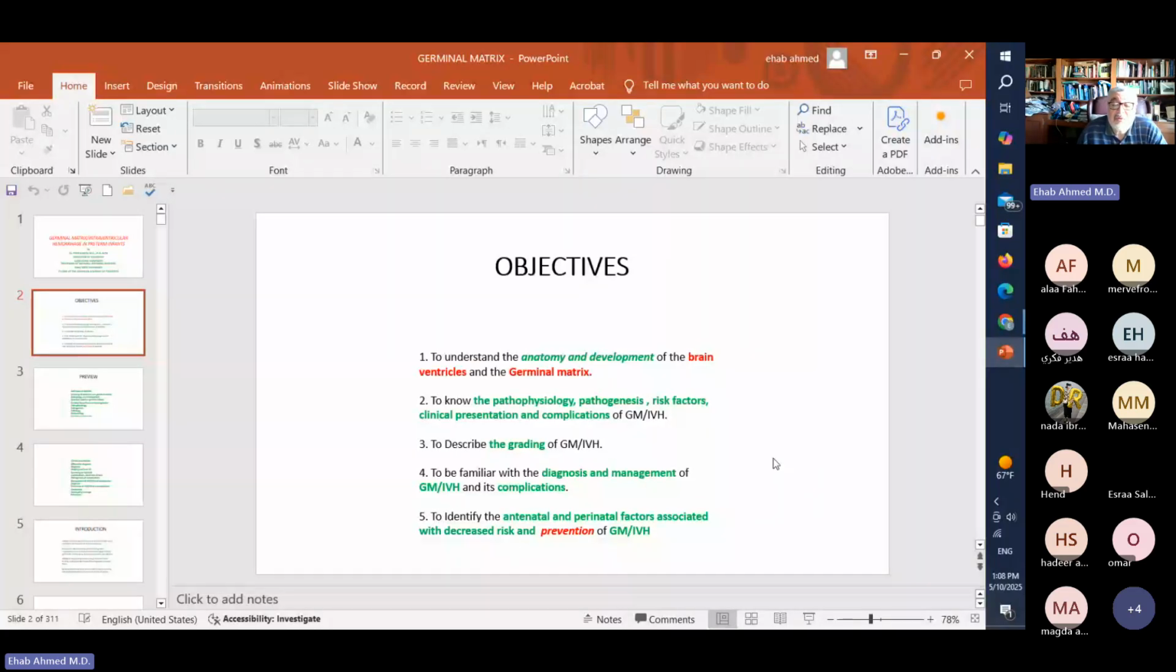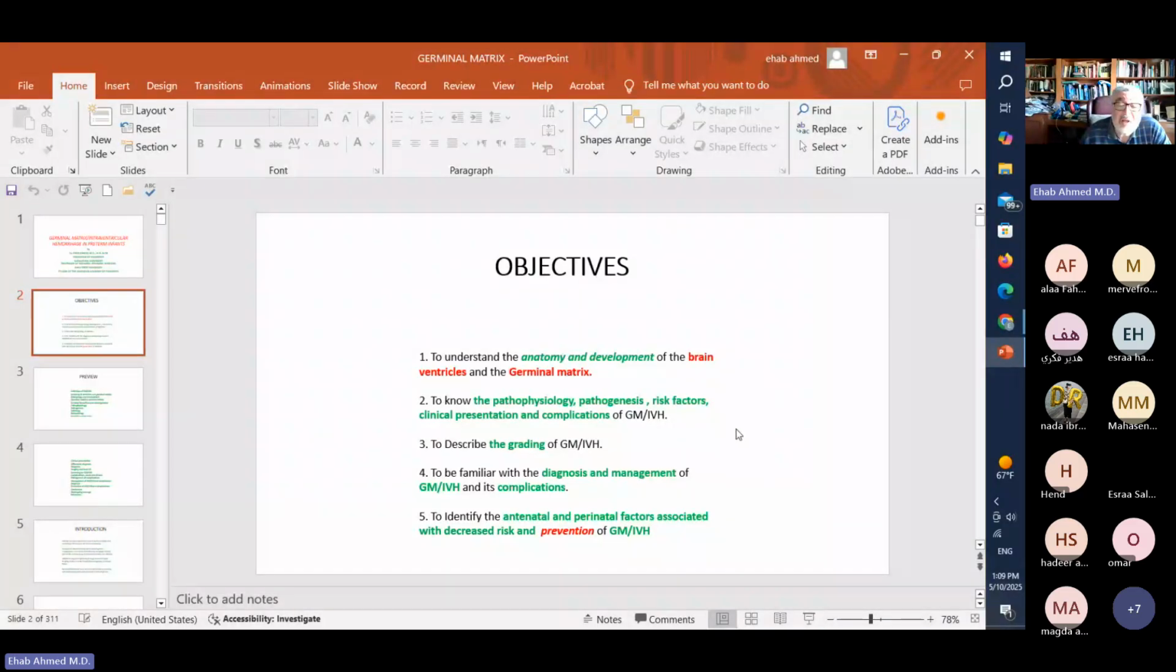Number two, to know the pathophysiology, pathogenesis, risk factors, etiology, and clinical presentations and complications. To understand any disease, we should know how it happens, which means the pathophysiology, and then how it occurs, pathogenesis, and then the pathological change. To know the risk factors and etiology will help us in the prevention, which means we try to avoid all the risk factors or deal with them as early as possible.